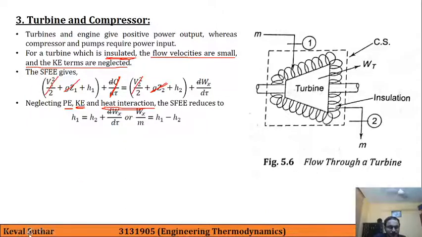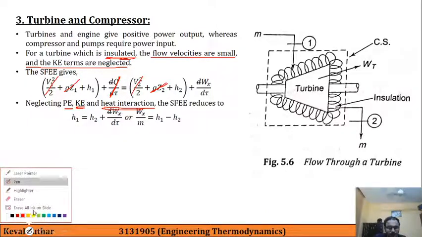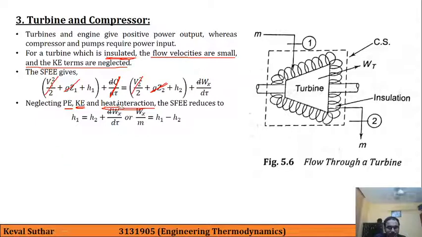Here we are having H1 is equal to H2 plus d cut Wx over d tau. Or if we integrate this, that is, if we don't take this in differential form, we can directly write it this way: dWx divided by m is equal to H1 minus H2.